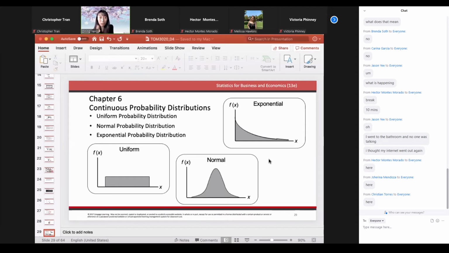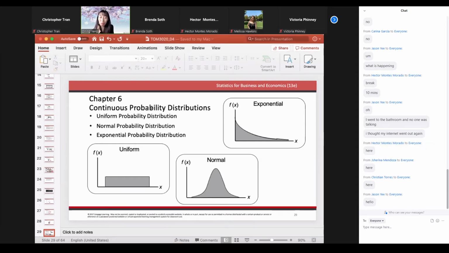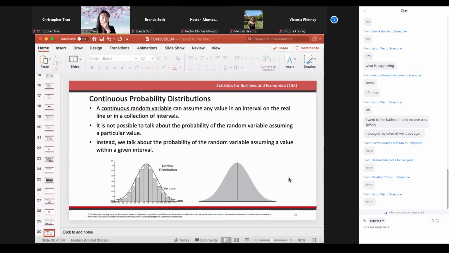So let's dive into chapter 6. Still talking about probability distribution, but now we normalize everything to be continuous. The key concept is that it is not really possible or practical to talk about the probability of a random variable if it is continuous.